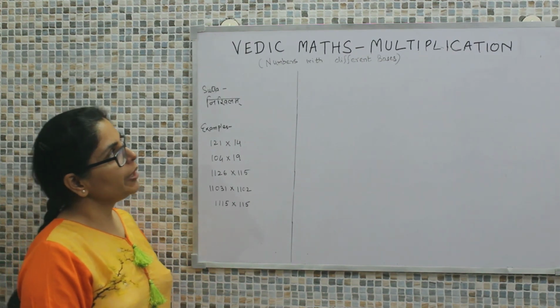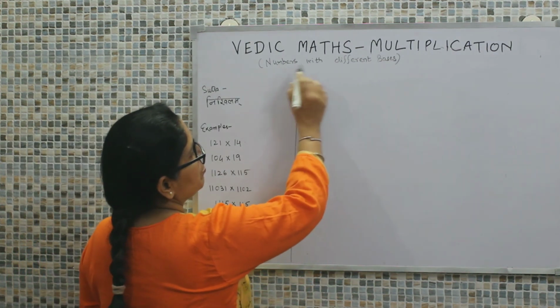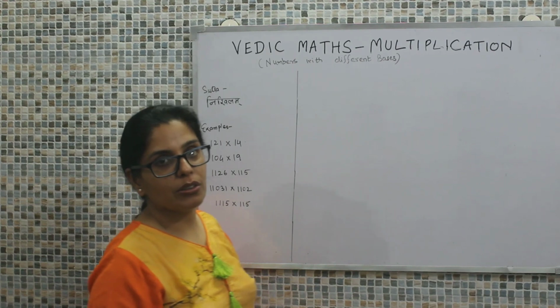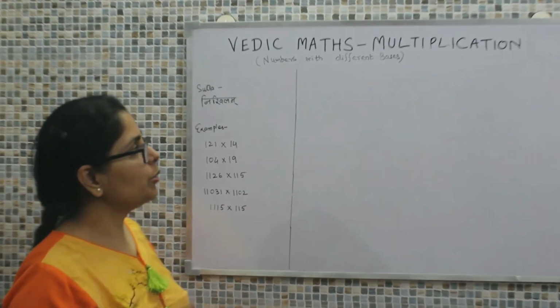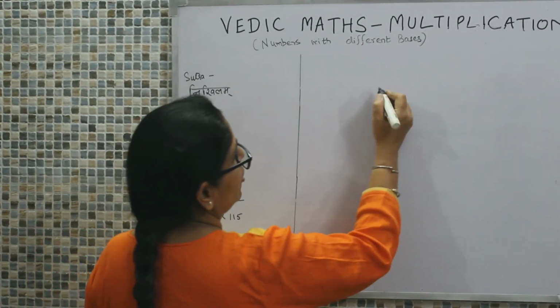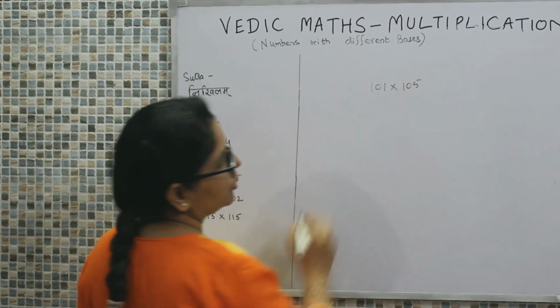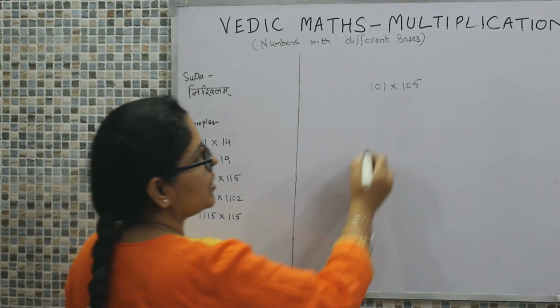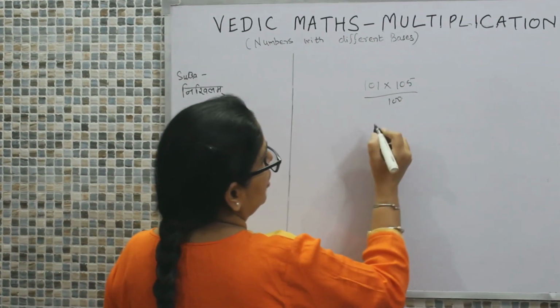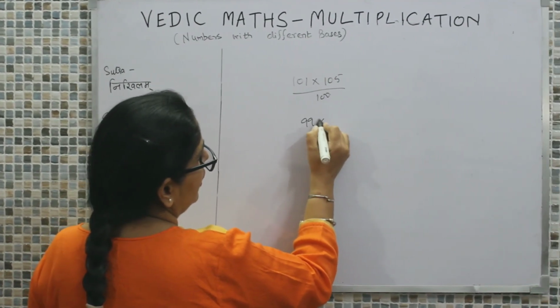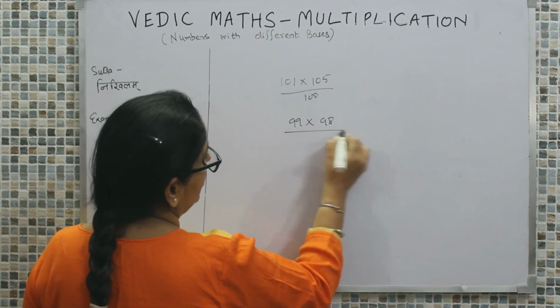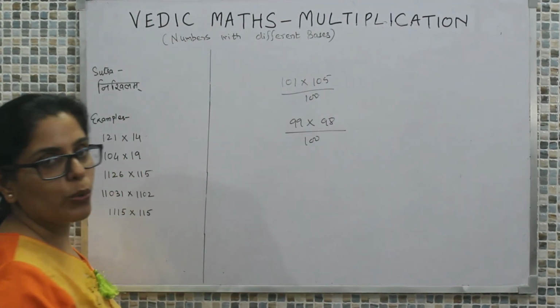Here we would be taking the multiplication of those numbers which are having different bases. Now coming to the logic of different base, what do you mean by different base? When we talked about 101 into 105, here both the numbers are close to 100. Second example is 99 into 98. Here both the numbers are close to 100.